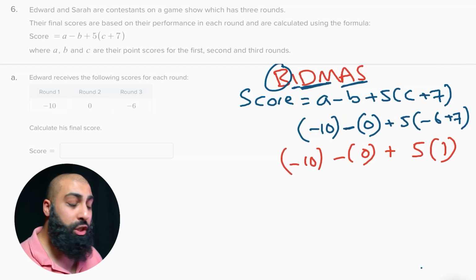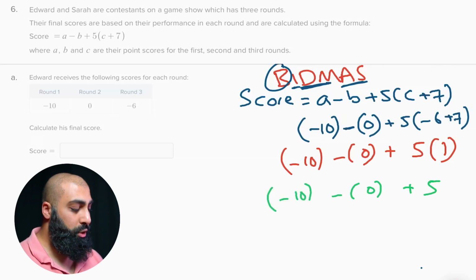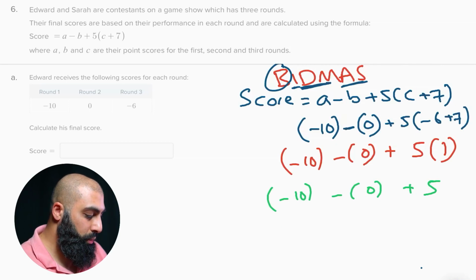Do we have any multiplication? Yes, we do. We have multiplication 5 times 1. So let's do that first. Okay, now we're just going to do addition and subtraction from left to right. So we've got minus 10, minus 0, plus 5.